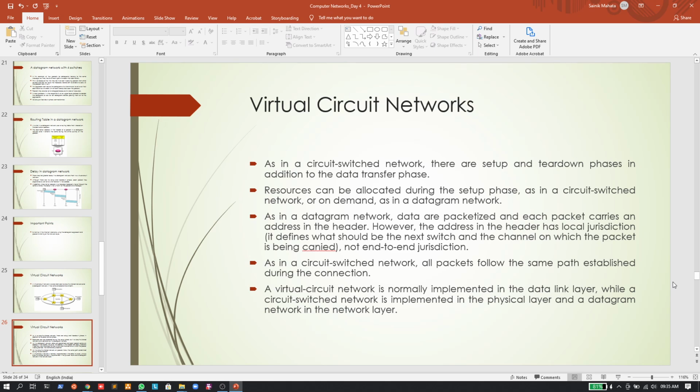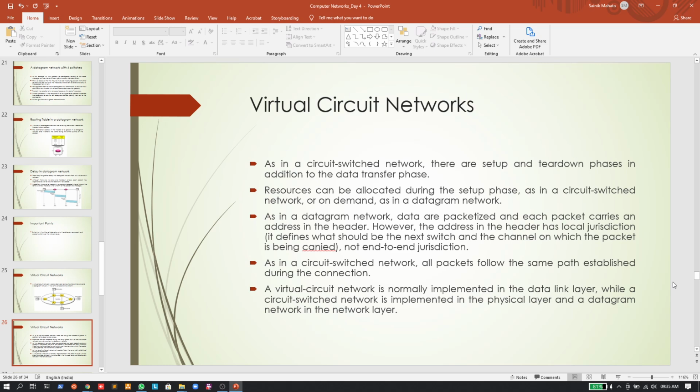Obviously, if data is packetized, every packet will carry either a header and/or a trailer. And in the case of a header, it will contain an address. Now, what type of address there is, we will see in the later half of the slides. In the case of packet switch network, we saw that the address that a packet contained in the header was actually that of the destination address. But in the case of a virtual circuit network, we will see that it is different. How it is different, we will see in the later half of the slides.